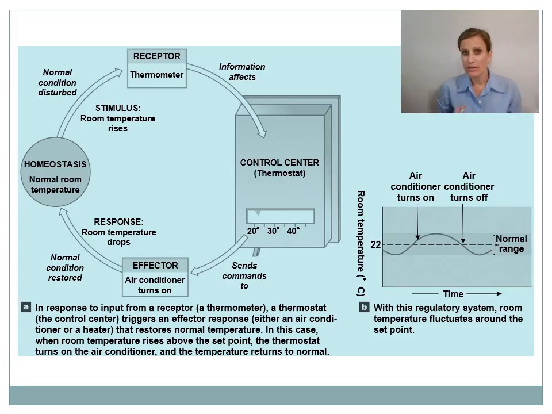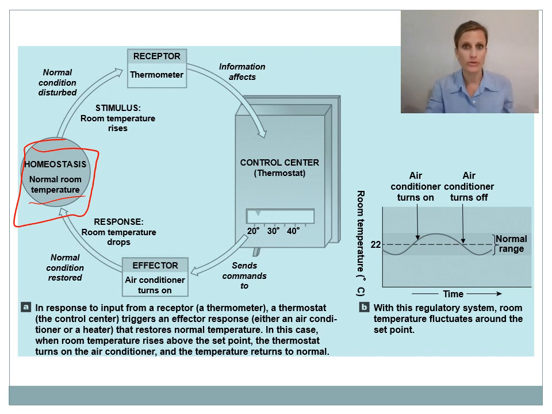Here we see a real life example of a very similar type of feedback loop. This is just your room temperature, right? And an air conditioner in your house. So for your house, homeostasis, right? Normal regulated body, normal regulated home is a normal room temperature. Okay, so my house right now is 74 degrees. So 74 degrees is my homeostasis. That's my norm.